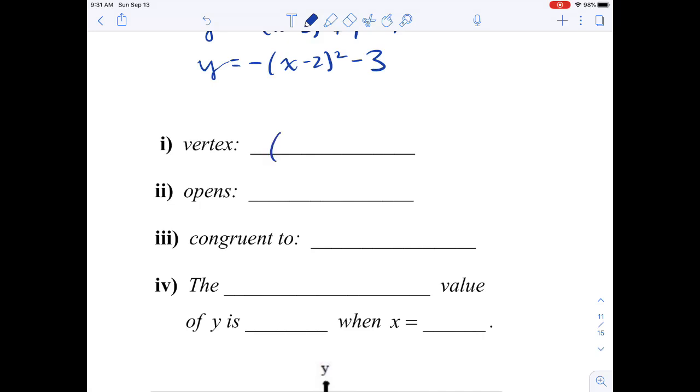So the vertex then, we can say, is positive 2 and negative 3. The entire thing must open down because it's got an a value that's negative. It's congruent to the most basic parabola shape, y equals x squared. And because it points down, it has a maximum value. The maximum value occurs when y is negative 3 at that vertex, and the x value of that vertex, oops, not negative, is positive 2.